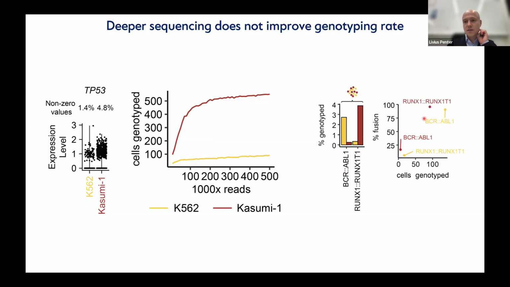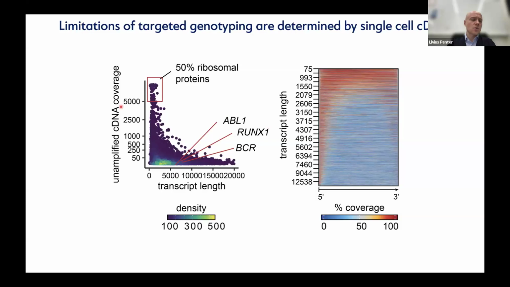So we tried to look at BCR-ABL and RUNX1T1, also called AML1-ETO. Those are very, very long transcripts, and we actually had a very poor genotyping efficiency for these fusion transcripts. And as I thought about this, I actually realized what the problem is and what the limitation of targeted genotyping of cDNA libraries is, namely that the representation of the molecules in the cDNA is very much dependent on their length.